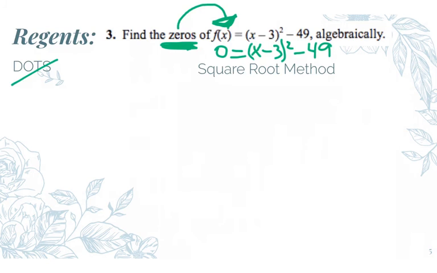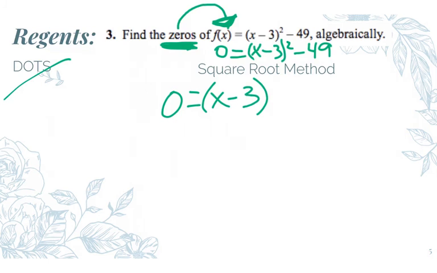Okay. Oh, I kind of do want to do dots. I love doing all the types of factoring. Okay, no, never mind. I'm not going to do it. We're just going to do square root method. Okay, so let me just rewrite it. 0 equals x minus 3 squared minus 49.